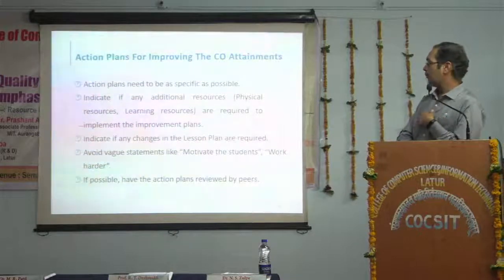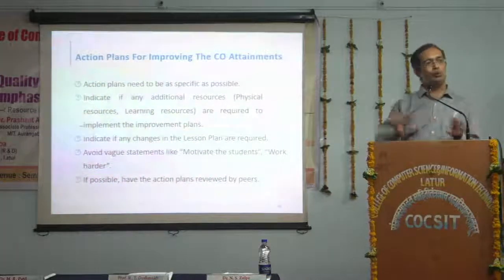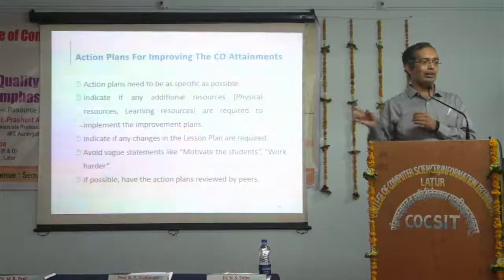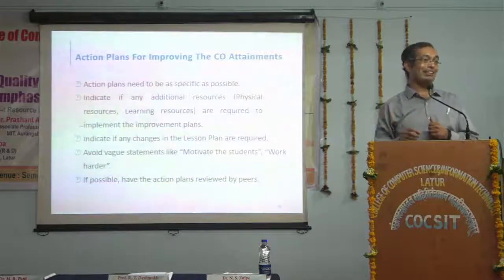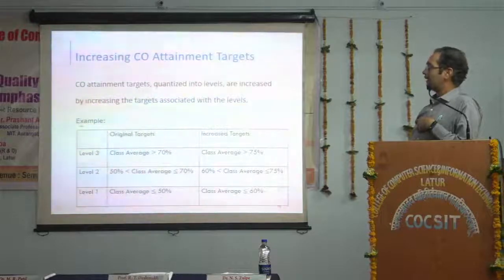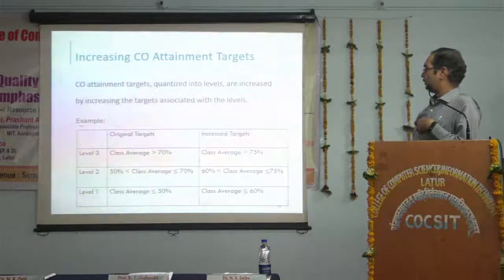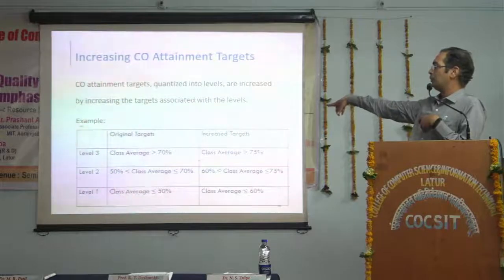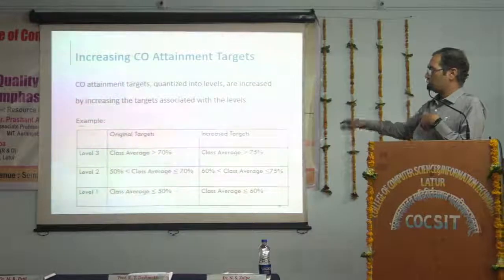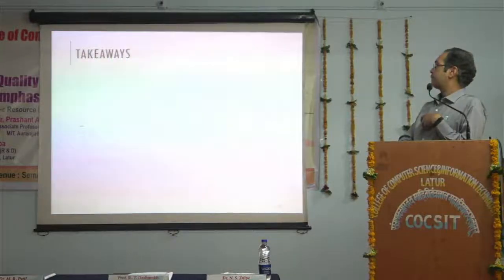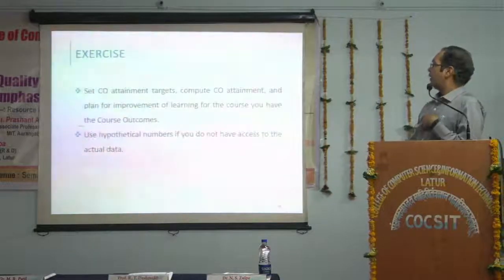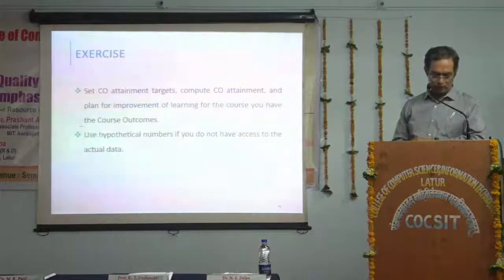If possible, have the action plans reviewed by peers. Give it to your friend or colleague who is dealing with some other course, and ask him to review it as a third person. Okay, how to increase the target levels? You can use it like this. Initially the target level 3 class average was 70, and I have increased it to 75. Others have also been increased in the same fashion. These are the takeaways for the session. So this is about this.